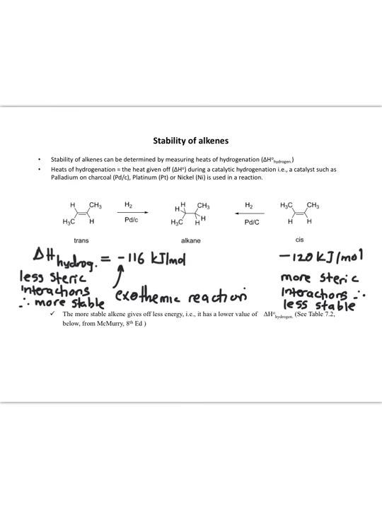But you can also tell, that if groups are away from each other, that means they're trans. There is less steric hindrance, and therefore this compound tends to be more stable. Whereas if the methyls are close together, that means there's a lot of steric hindrance here or steric interactions, which makes the compound less stable. So this agrees with what we see based on the heat of hydrogenation.